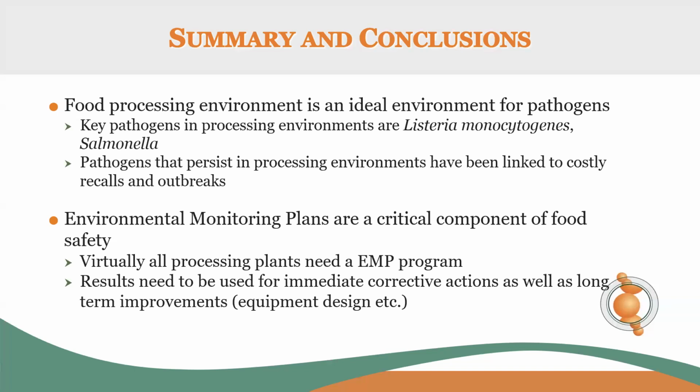In conclusion, there are two main takeaways from our talk today. A food processing environment is ideal for the survival of pathogens. So of course, these key pathogens are Listeria monocytogenes and Salmonella. And then also our other takeaway is that EMPs are critical in a food safety plan. So virtually all processing plants need these EMPs, and then results need to be used for immediate corrective actions as well as long-term improvements.